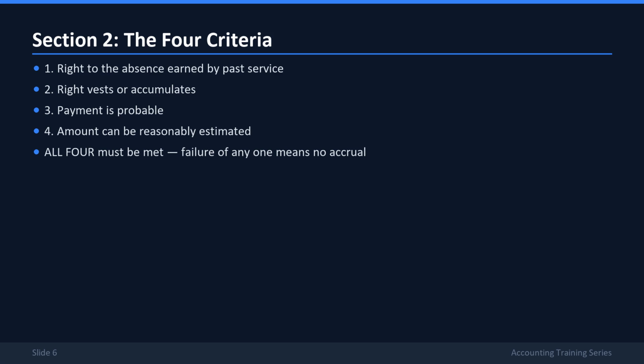Section 2 introduced the 4 criteria for compensated absence accrual. All 4 must be satisfied simultaneously. The first criterion is that the right to the absence is earned through past service. The second is that the right either vests or accumulates. The third is that payment is probable. The fourth is that the amount can be reasonably estimated. If any single criterion fails, no accrual is required regardless of whether the others are met.